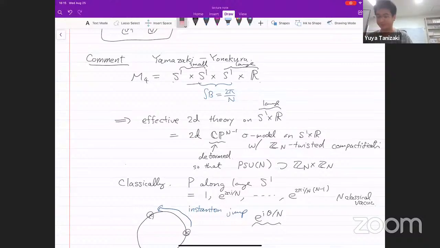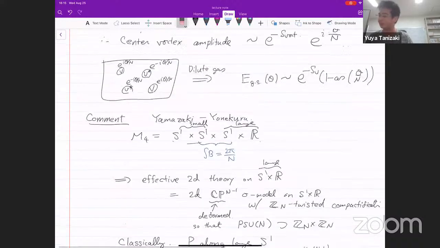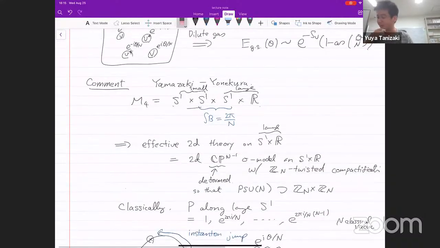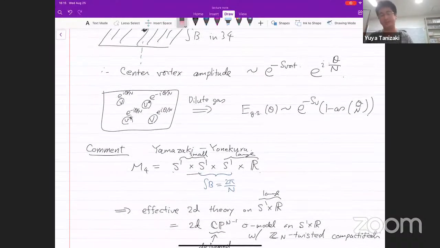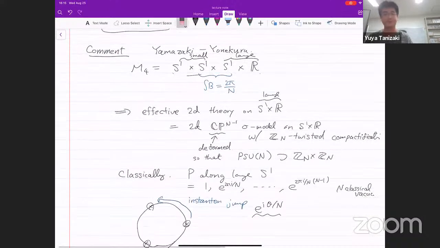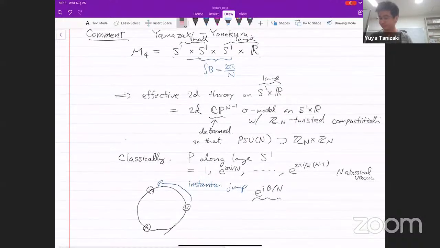So at least for this Yamazaki-Yonekura setup, a very explicit mapping from, for example, the 4D instanton to this CP^{N-1} instanton is indeed constructed. But I'm not sure whether that mapping is still valid for this 2D compactified setup with the 't Hooft flux. So if it's really true, then this center vortex scenario seems to really work. Yeah. But I have not checked that part yet. Yeah. Thank you. Okay.